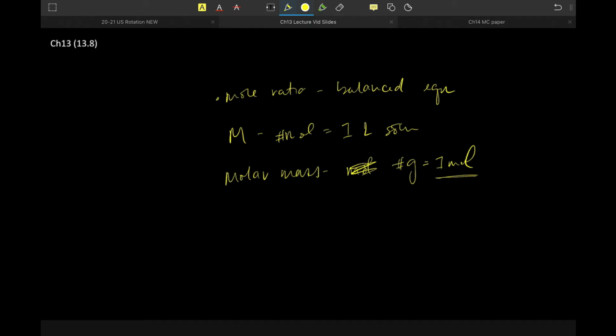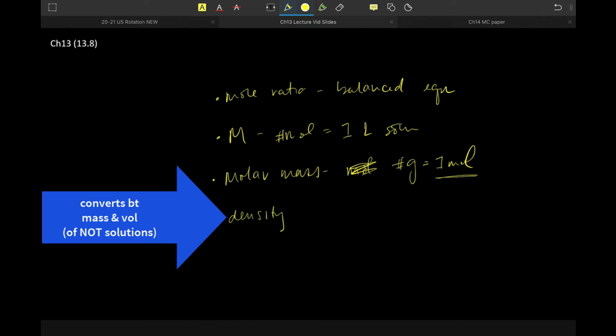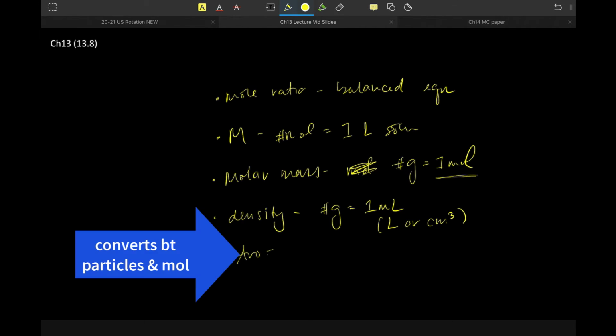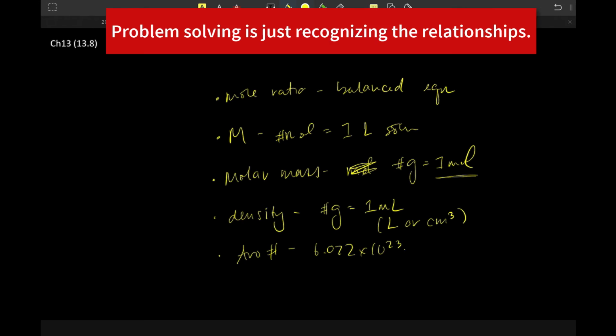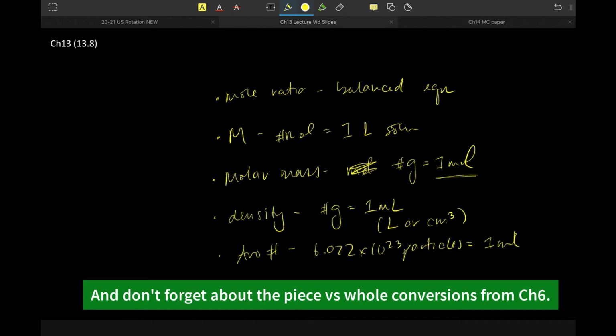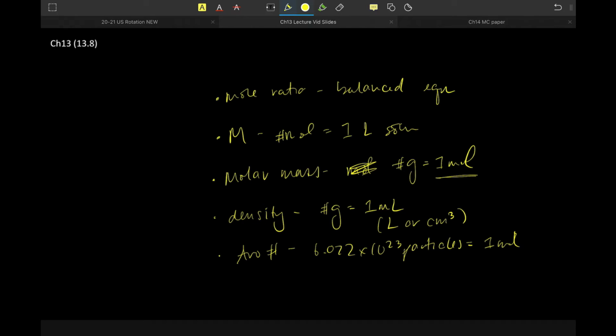So we have mole ratio, molarity, molar mass. Don't forget other things like density, which is the number of grams equal to 1 unit of volume, typically a milliliter, but it could be a liter, or centimeter cubed, or any volume really. We've also got Avogadro's number, which gives us 6.022 times 10 to the 23rd particles equals 1 mole. So we've got all these conversion factors that we know, and basically you know a lot of chemistry. All right, let's do some practice.